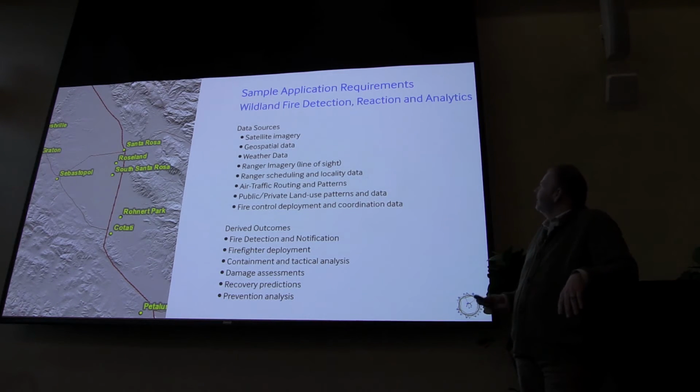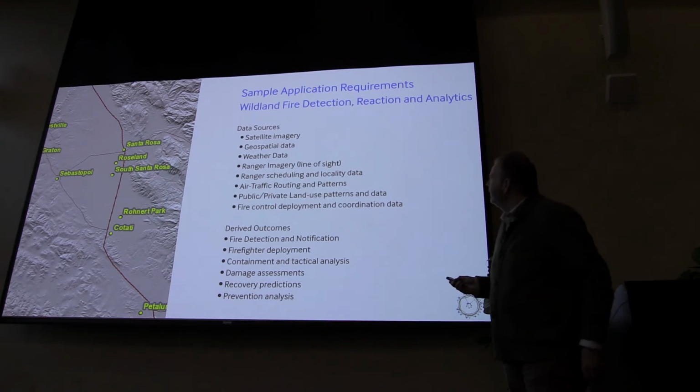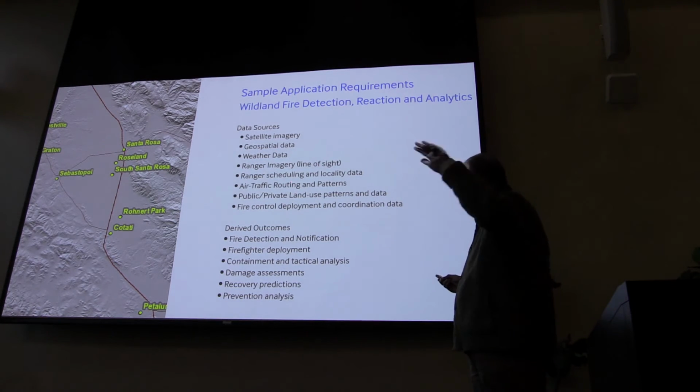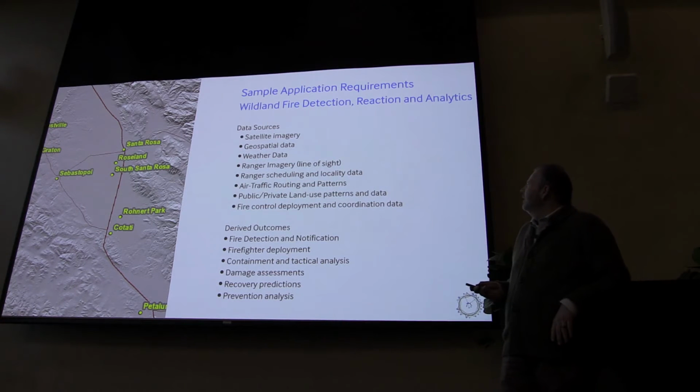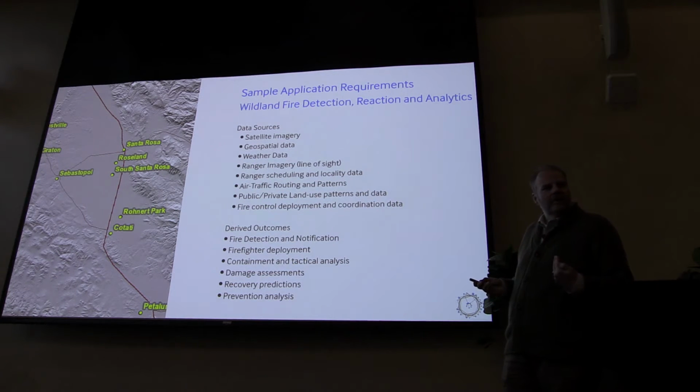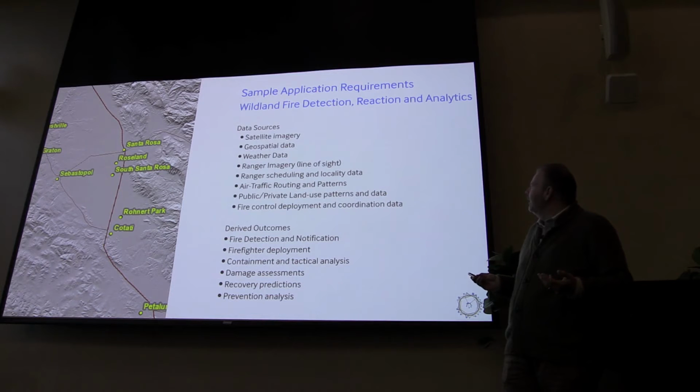So we are going to design something right here while we sit here, Microservices Y. We're going to take all of these data sources that you see. We're going to take some satellite imagery, some geospatial data, some weather data, some ranger imagery, which is that line of sight stuff I just mentioned. We're going to figure out where the rangers actually are. Are they working today? And where is that actually at?